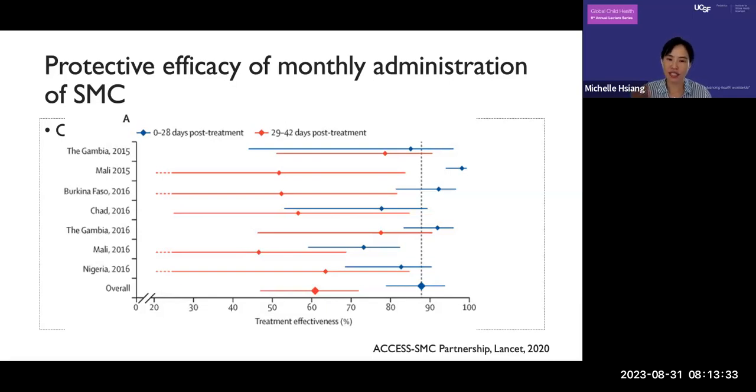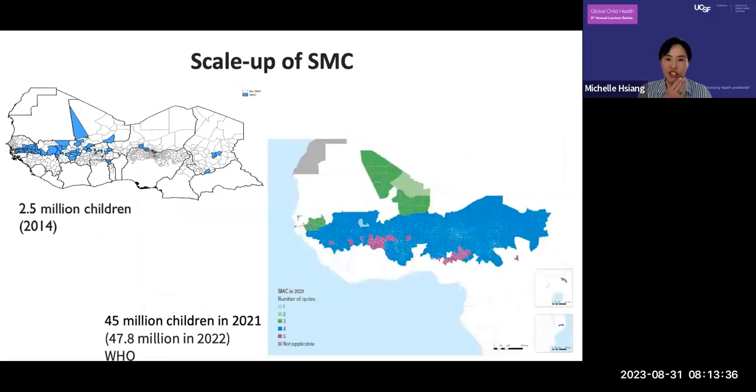And that's why this drug is given monthly. And just to give you a sense of the scale of SMC, in 2014, shortly after this was recommended by WHO, 2.5 million kids in this region of Africa got SMC. And by last year, almost 50 million children got SMC. It's really remarkable. And this graph shows the number of cycles that the government uses per year.